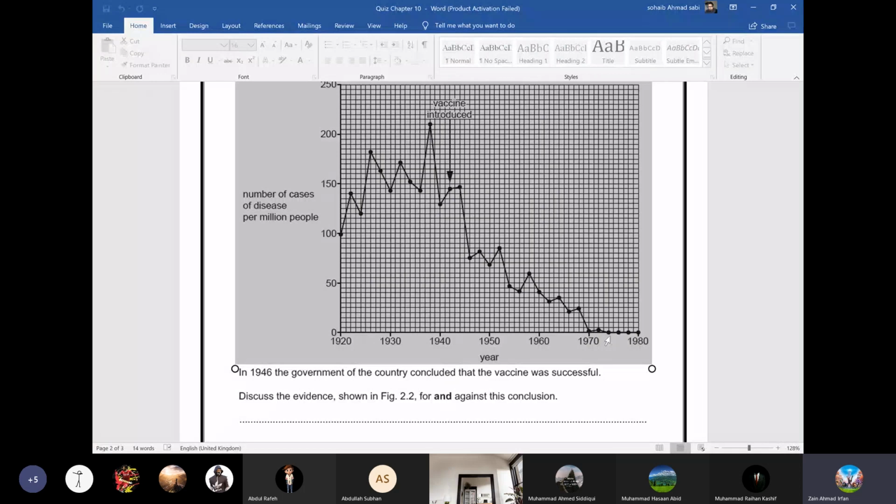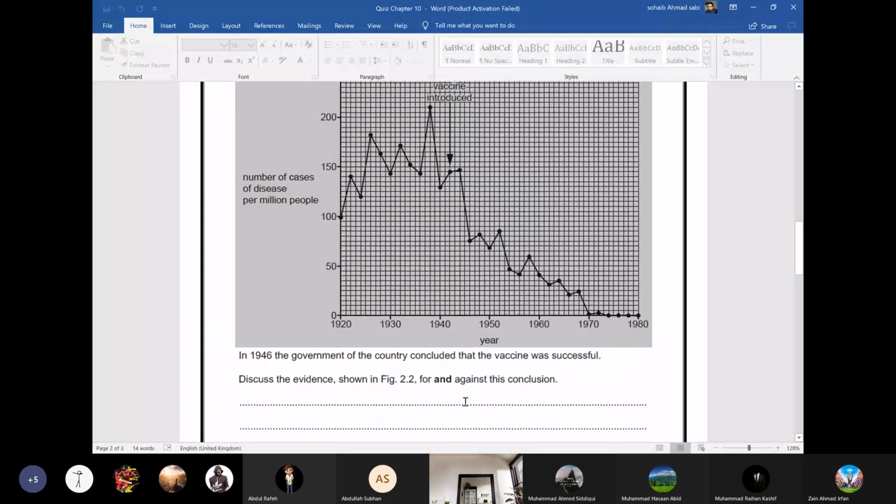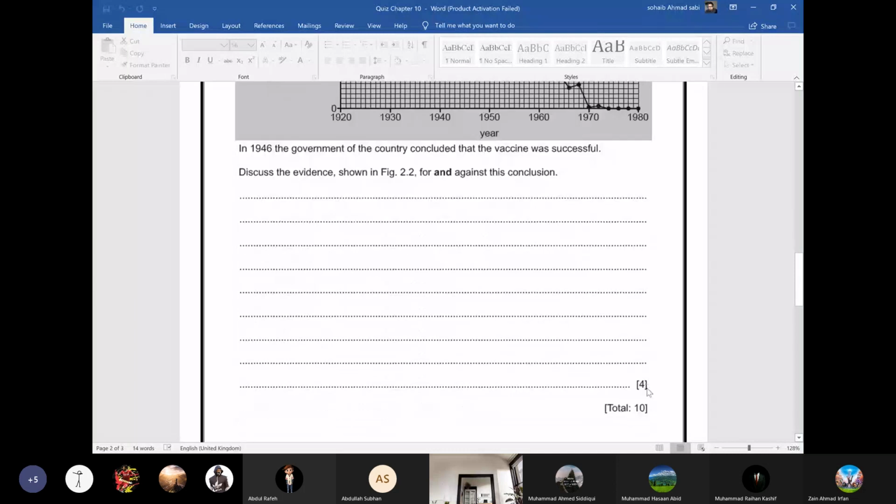32. Very good. So it took 32 years for the vaccine to eradicate the disease completely, right? So the government gave the conclusion too early, right? That is the against point. Understand? Yes, sir. So these are the points. This was a 4 marks question, and this is how you can answer.